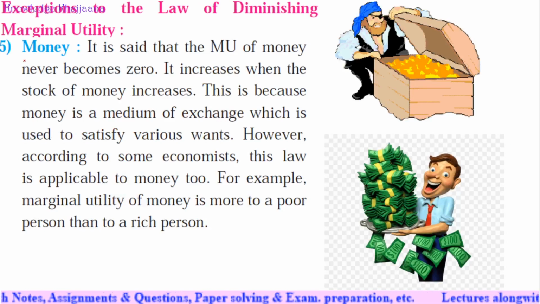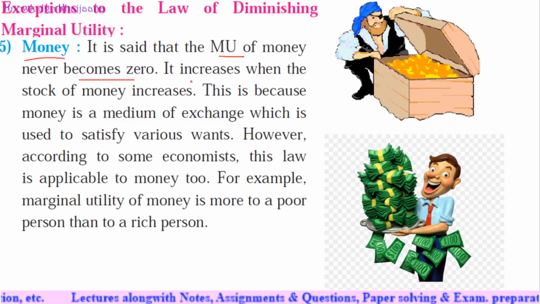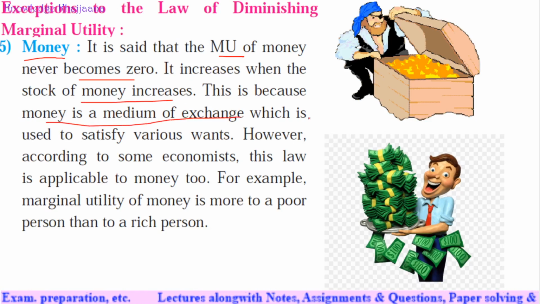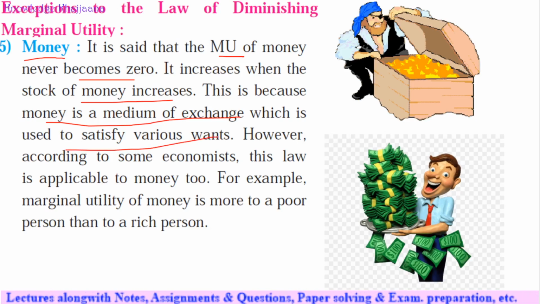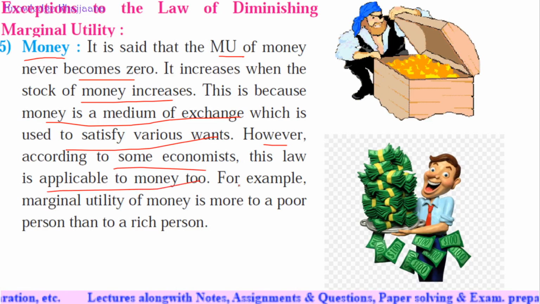Next is money. See how money is violating the law of diminishing marginal utility. It is said that the marginal utility of money never becomes zero. It increases when the stock of money increases. This is because money is a medium of exchange which is used to satisfy various wants. However, according to some economists, this law is applicable to money too.